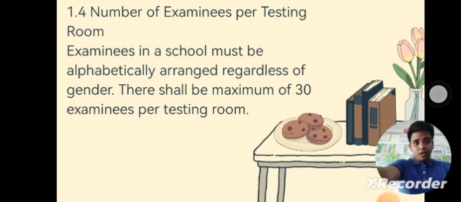Now, number of examinees per testing room. There shall be a maximum of 30 examinees per testing room. Then, examinees in a school must be alphabetically arranged, regardless of gender.